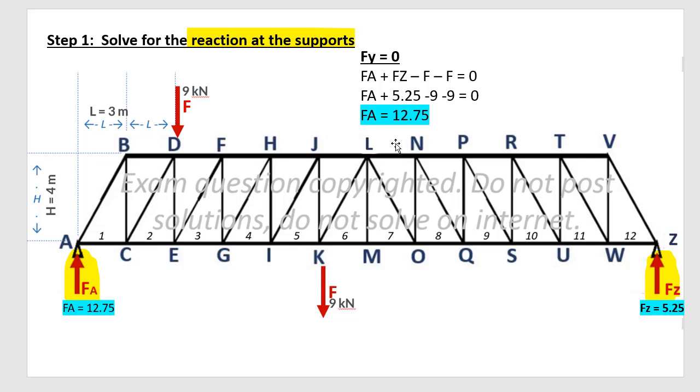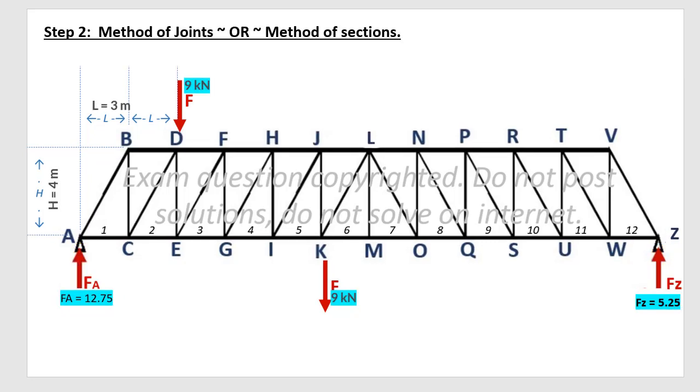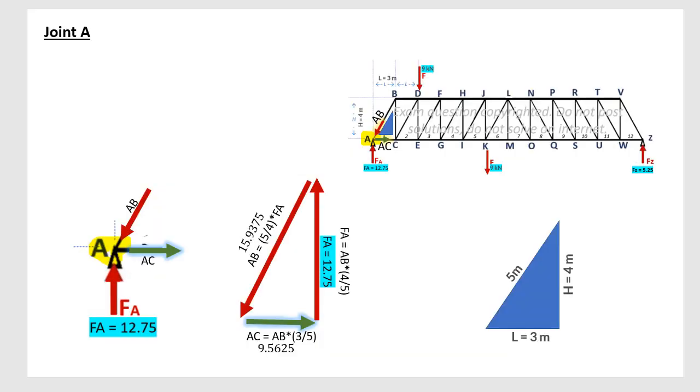Okay, so now that we have what's happening at the supports, you have a choice at this point to either start walking through the structure using a method of joints, or walking through using method of sections, or a combination of it. So I'm going to go ahead and start with method of joints, and we'll just start at one end and start working our way over.